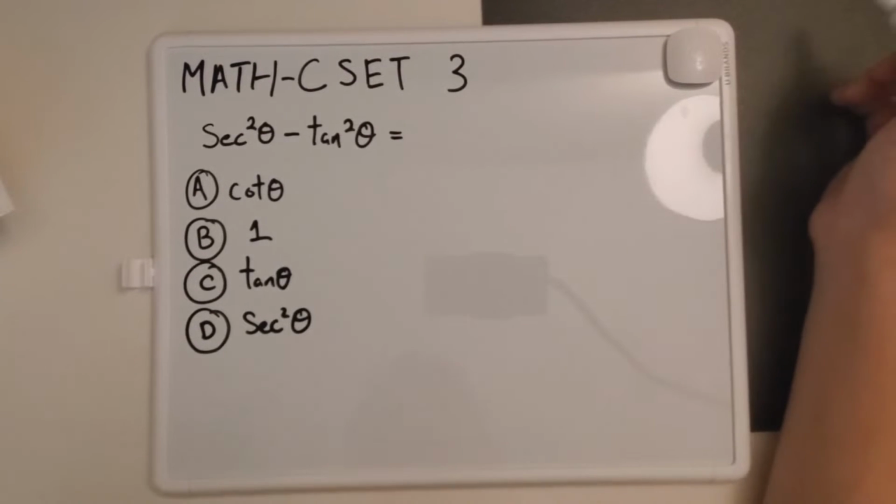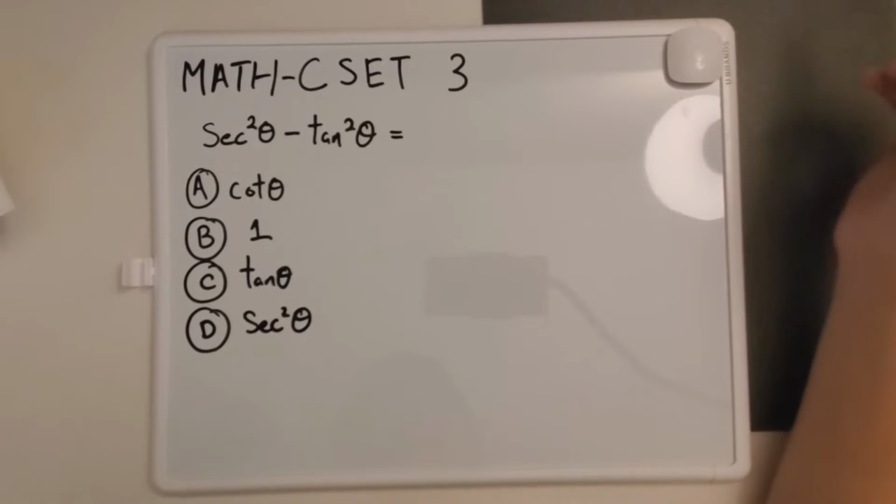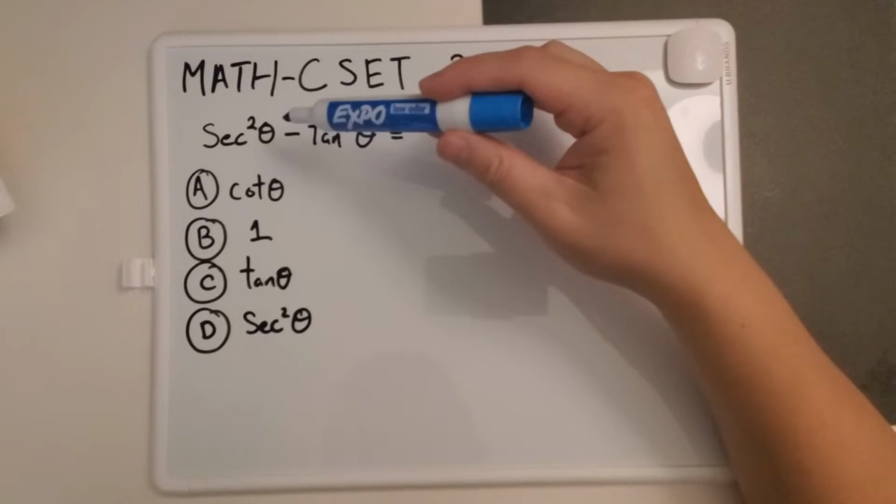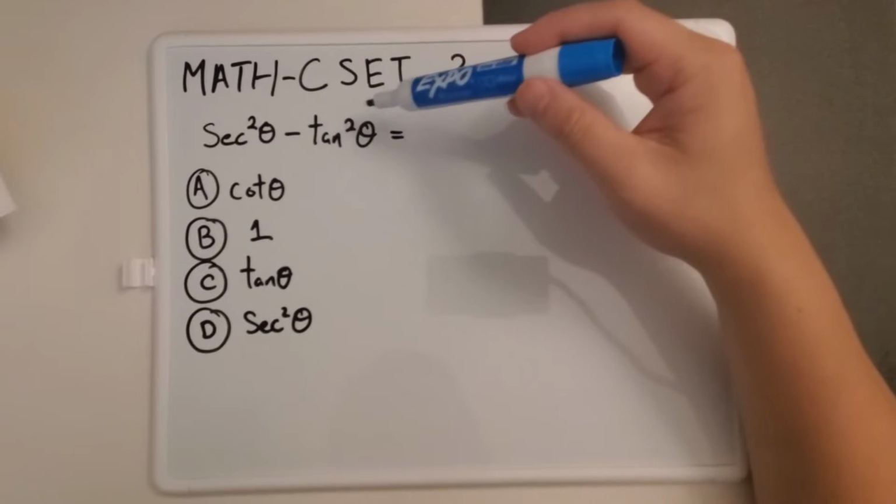Welcome back, everyone. So today we're going to talk about how to simplify some trig identities. So in this problem, we're asked to simplify secant squared theta minus tan squared theta.